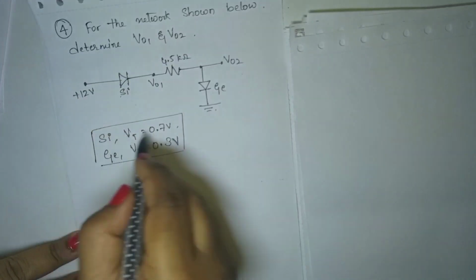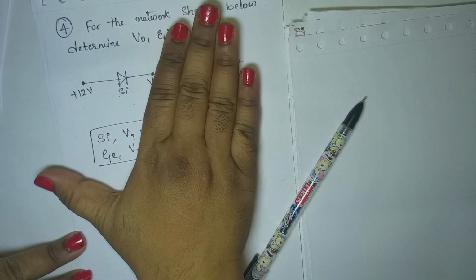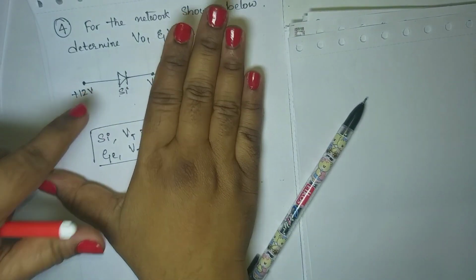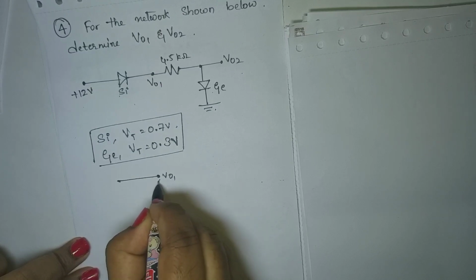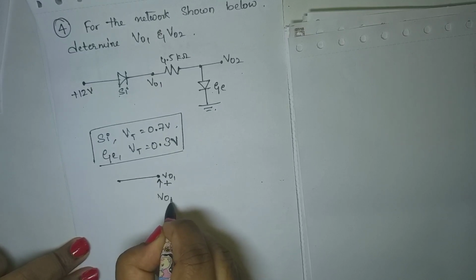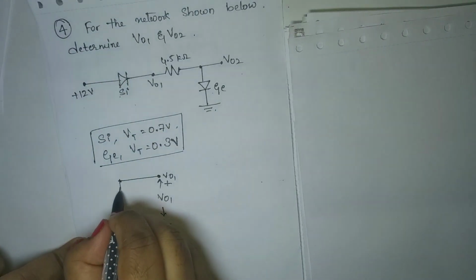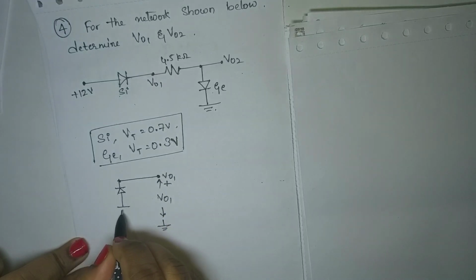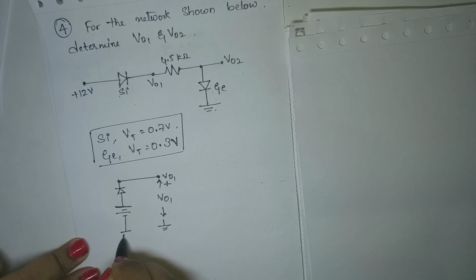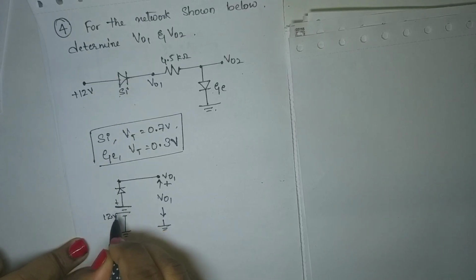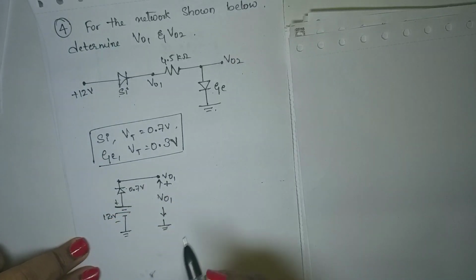Now, rewriting the circuit. I need to find only V01 first. So let me take only this part of the circuit. Now, how does the circuit look like? This is V01, so plus V01 and this is ground. Now here you have a silicon diode and a 12 volts plus minus source. This is 12 volts and this is silicon diode. Silicon diode has a threshold voltage of 0.7.